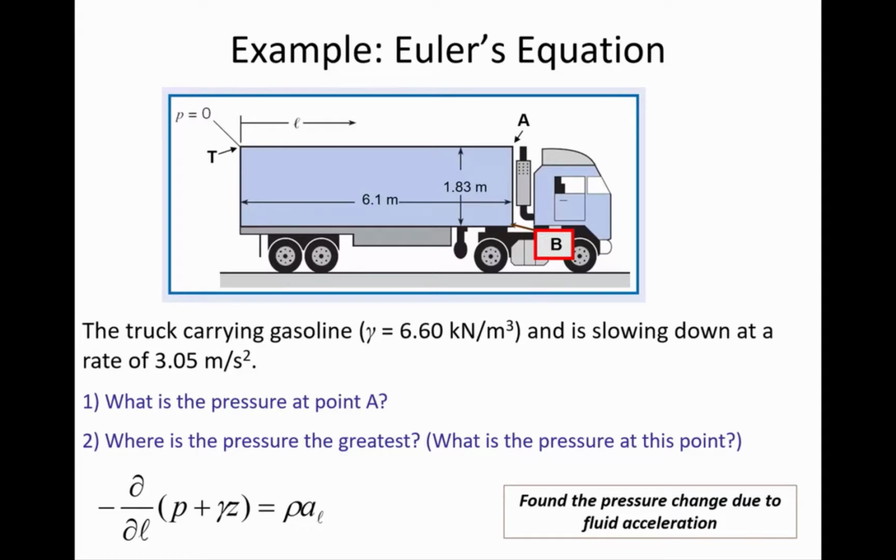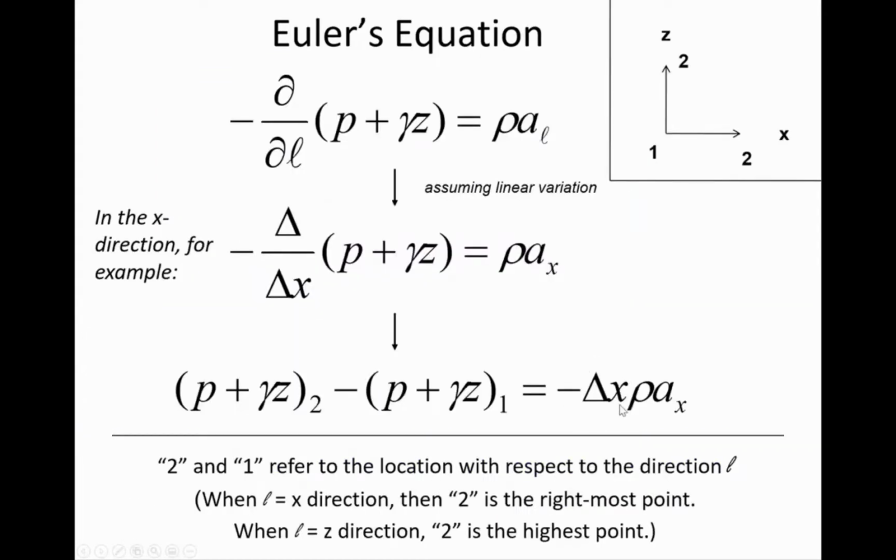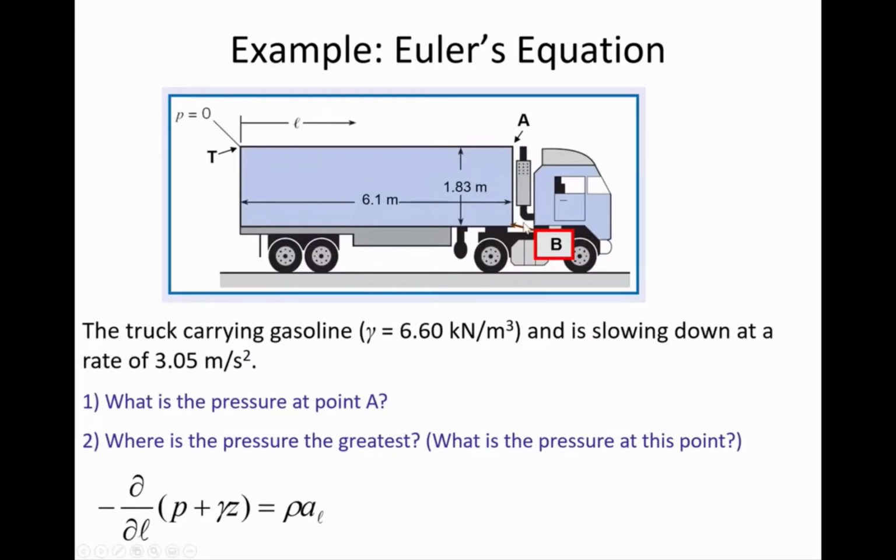And then when we considered the difference between location B and location T, we were able to jump from point T to location B directly because there's only acceleration happening in one direction in this example. The acceleration was only in the x. And so Euler's equation automatically took into account the elevation difference between the 2 points, and it also took into account the distance between them. The 6.1 meters is what we substituted into the delta x, and we were able to find the point of maximum pressure. So that was what we did last time. We had just a single direction of acceleration.